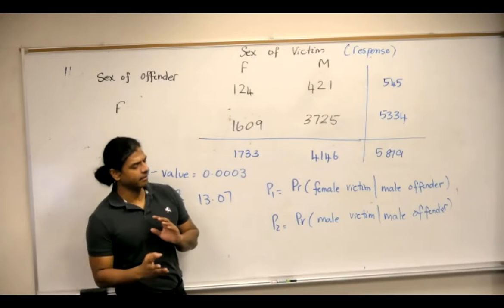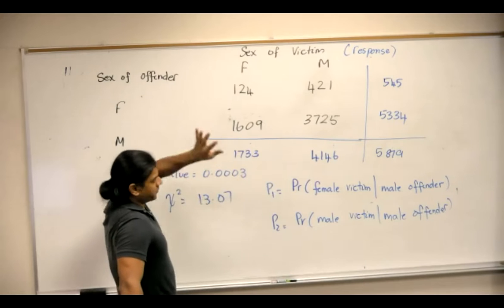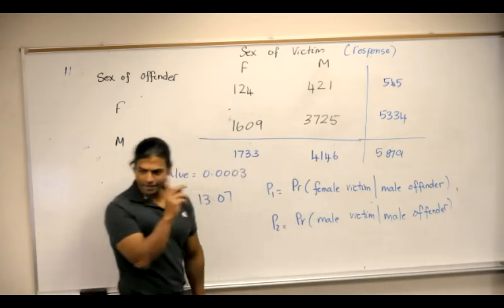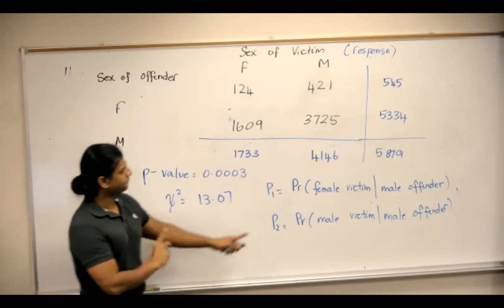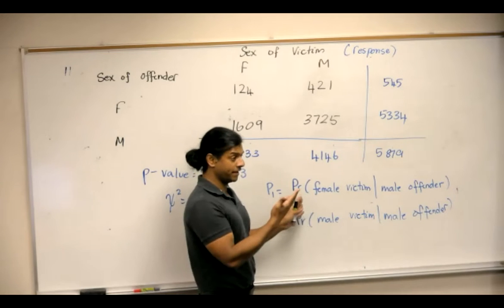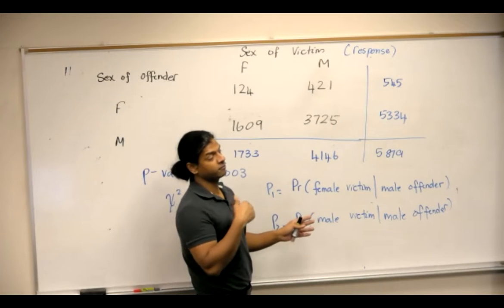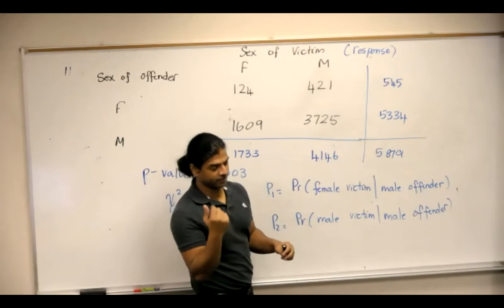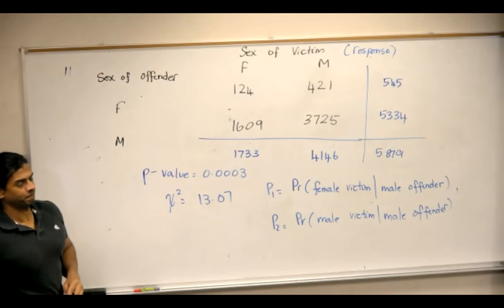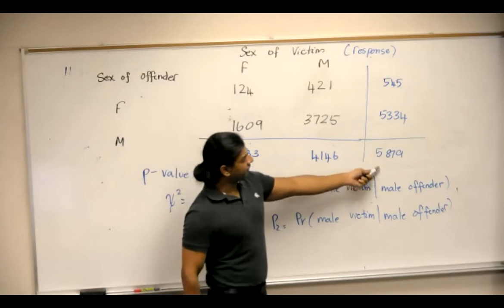We have to compare conditional probabilities; these other probabilities wouldn't make sense in this problem. These are conditional probabilities, going back to the first week of classes, maybe the second. So P1 is the probability of a female victim, given that the offender is male. P2 is the probability of a male victim, given that the offender is male. So how do we find those probabilities? 1609 over 5879?